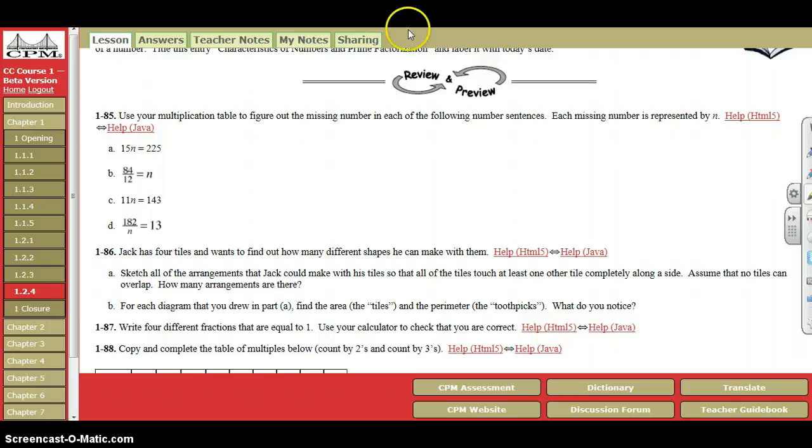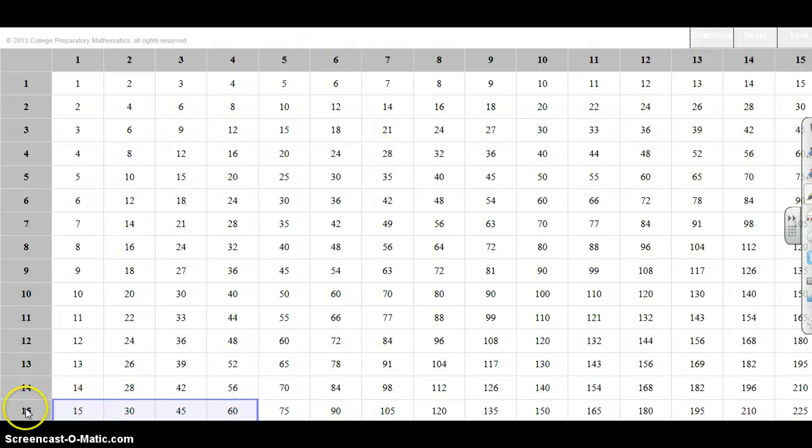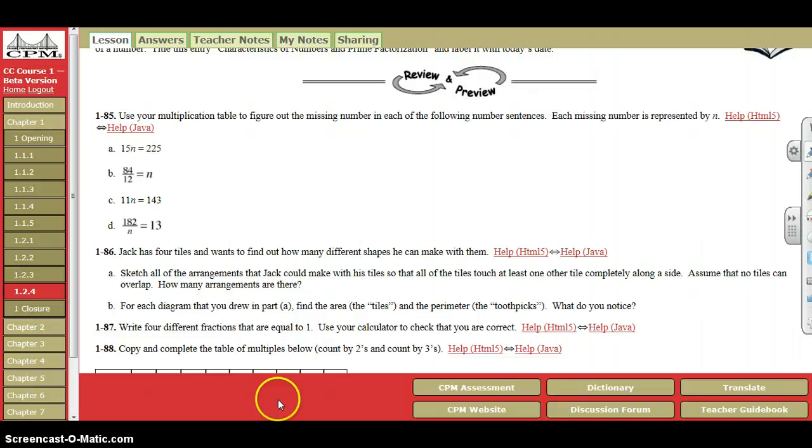In order to solve this problem, again, you're going to want to use your multiplication table to help you out, okay? Now, here's the multiplication table. 15 times something equals 225. All you'd have to do is scroll along the 15s here, see 225, and look up and see that, oh, 15 times 15 equals 225. And you have your answer. So your answer for A is n is equal to 15. So you just write n equals 15.